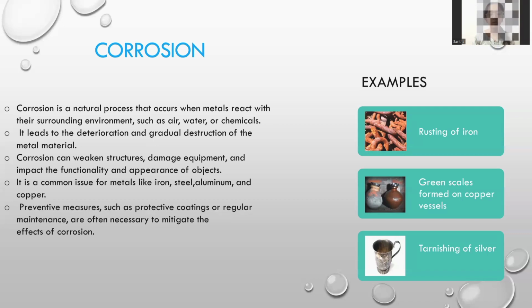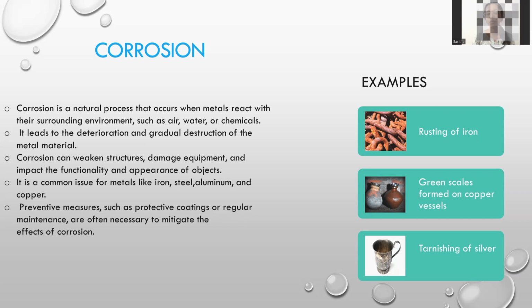Corrosion is a natural process that occurs when metals react with their surrounding environment such as air, water or chemicals. It leads to the deterioration and gradual destruction of the metal material. Corrosion can weaken structures, damage equipment, and impact the functionality and appearance of objects. It is a common issue for metals like iron, steel, aluminum, and copper. Preventive measures such as protective coatings or regular maintenance are often necessary to mitigate the effects of corrosion.